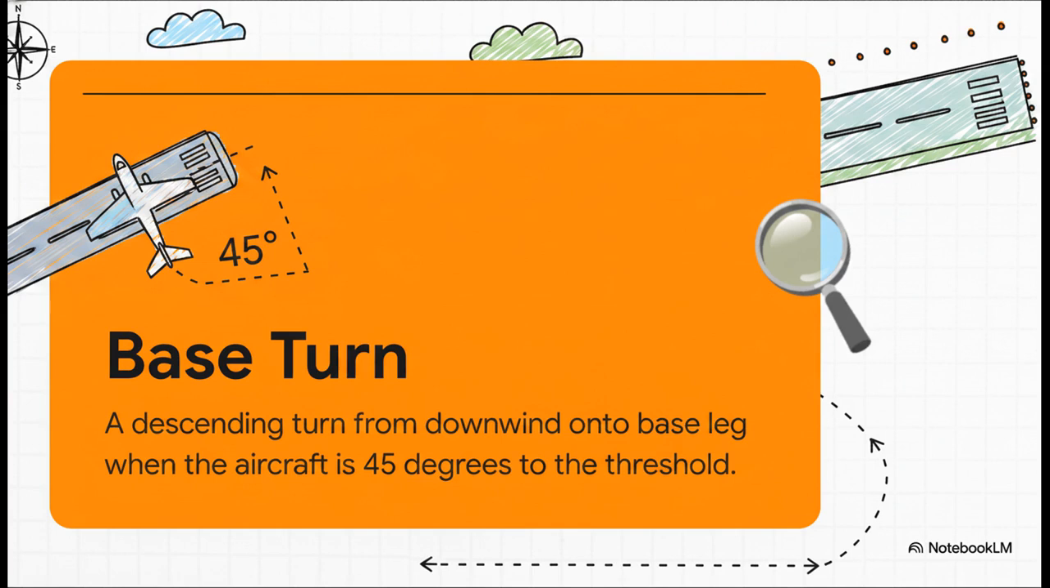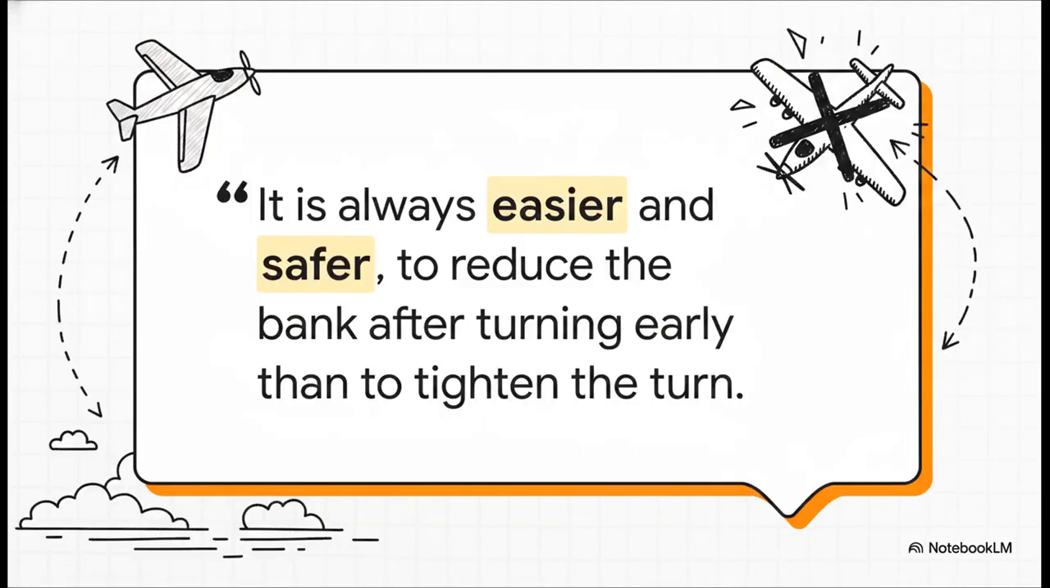Now, some folks might tell you to turn earlier, but I'm telling you, an early turn changes your whole perspective of the runway. It makes your judgment of the approach way less consistent, so wait for that 45-degree mark. And I really want you to burn this golden rule into your memory. It is always easier and safer to reduce the bank after turning early than to tighten the turn.